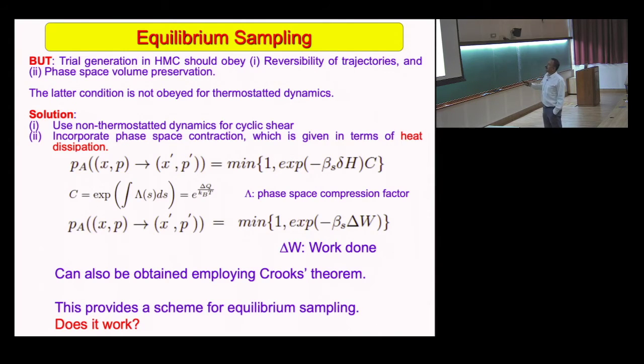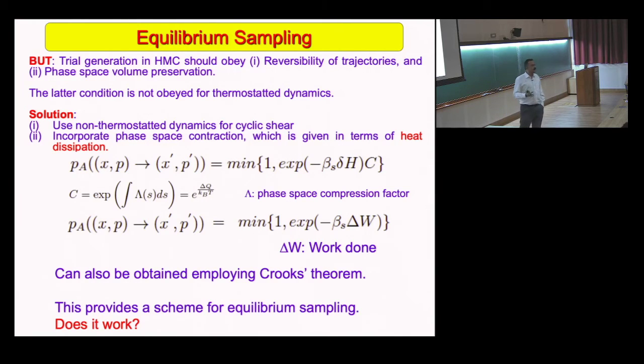Instead, one has to look at how the phase space volume, which needs to be preserved in order for normal hybrid Monte Carlo to work, fails to be conserved and correct for it. And basically, you have to look at phase space volume contraction, and this is given by heat dissipation. So you can add an extra term in your acceptance rule that takes account of the heat dissipation. And so the upshot is, instead of using the change in energy of the system, you have to look at the work done. The same can also be obtained by employing Crooks' theorem.